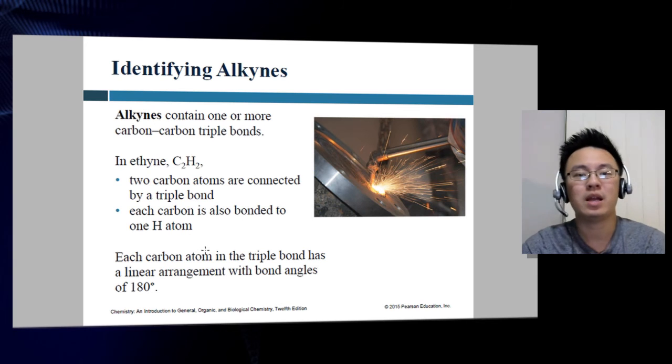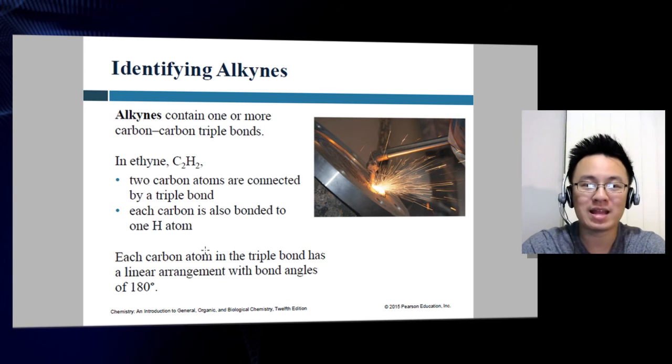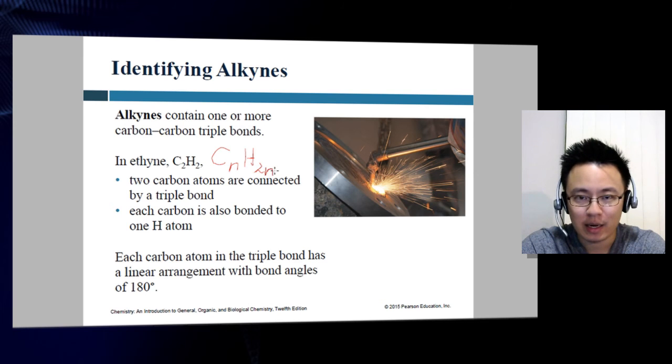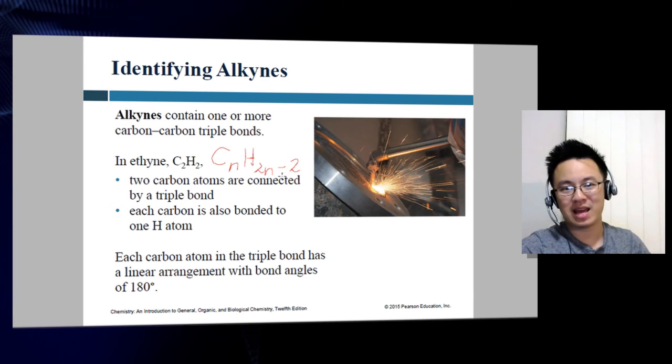Alkynes contain 1 or more carbon-carbon triple bonds, and in ethyne we have C2H2. So the formula for an alkyne is C with an N, or X number of carbons, H 2N minus 2. So that is the formula for an alkyne.